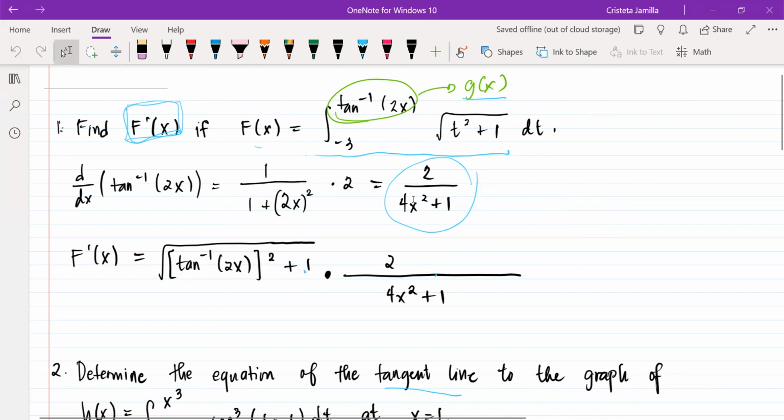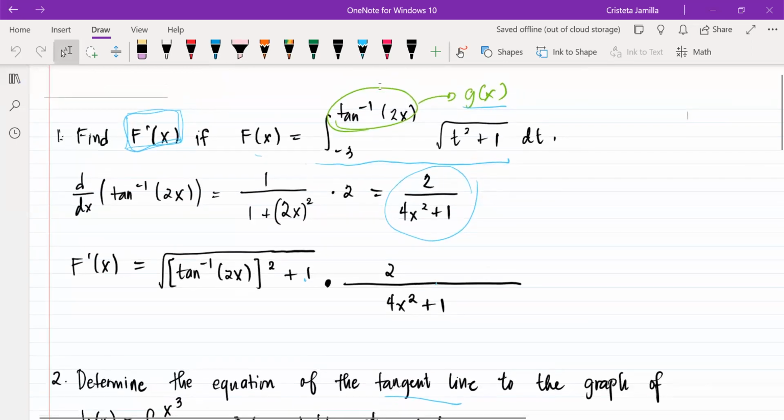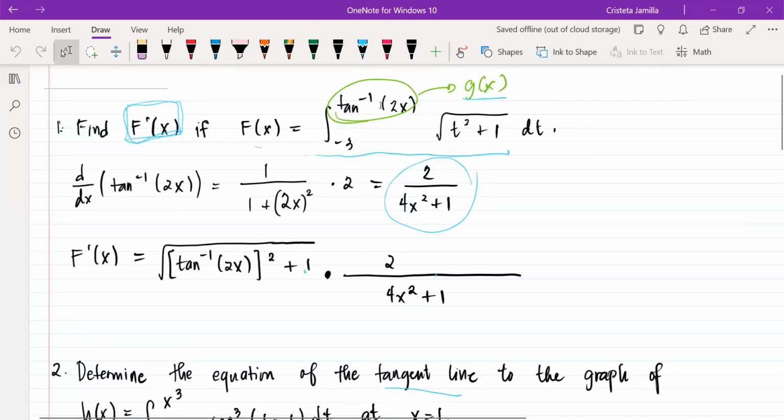Notice that for this integral, we already have the form that we want since the lower limit of integration is negative 3 and the upper limit of integration here is a function. So we just need to find the derivative of your g of x. That is 1 over 1 plus u squared times the derivative of u. So that is 2x times 2. So you have 2 over 4x squared plus 1.